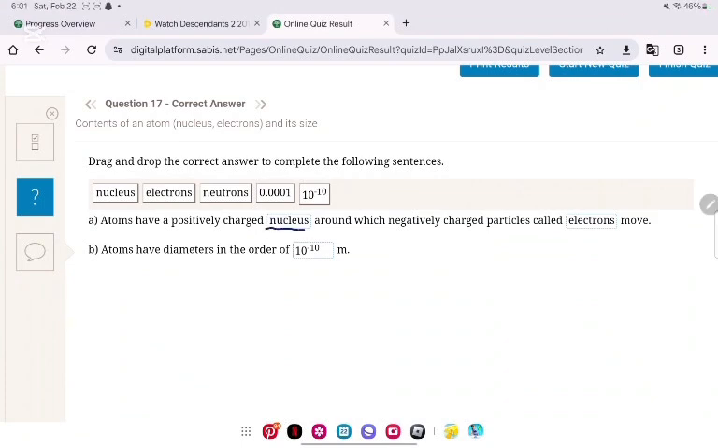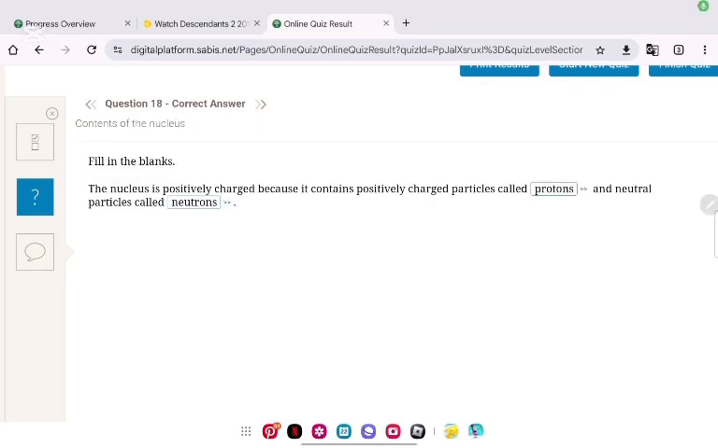Atoms have a positively charged nucleus. You have to know the nucleus is always positively charged, and they said negatively charged particles are called electrons. Okay, that's easy. And then we already got a question that atoms have a diameter, obviously, to measure the width of the atom, and in the order of 10 to the power negative 10, which is 0.00000 and so on till you reach 1. That means the atom is really, really, really, really small. And yeah, memorize it, that's it. It's also really easy.